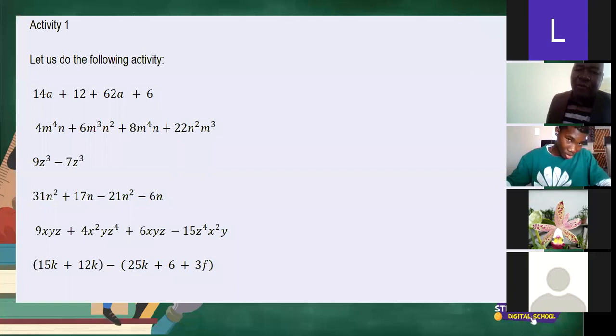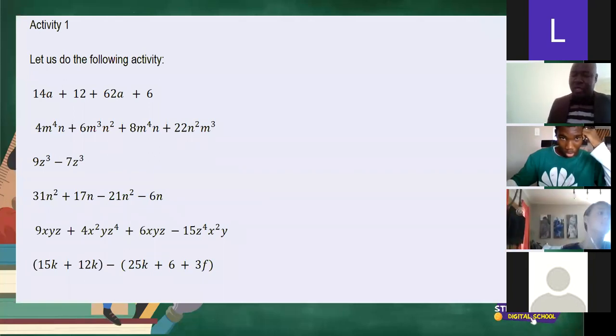If you look at the last one, 22, the author did not start with m. Instead, he or she started with n squared, n for nine, and then m for mother. So you can simply swap the two, n squared and m to the power 3. If you swap them, then you will have 22m cubed n squared. Can you see that? And that will make the two to be like terms.